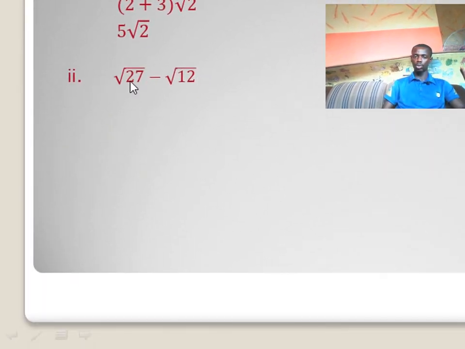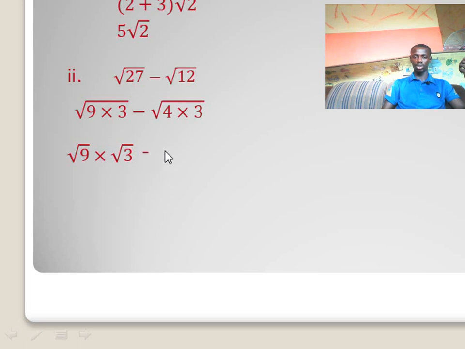So I'm splitting root 27 into root 3 and root 9. Okay, why? Remember, 9 is a perfect root. So I'm splitting 27 into root 9 and root 3, and I'm splitting 12 into root 4 and root 3. Okay, why? 4 is also a perfect root. So how do we go about that? Root 2 multiplied by 3, then minus root 4 multiplied by 3.